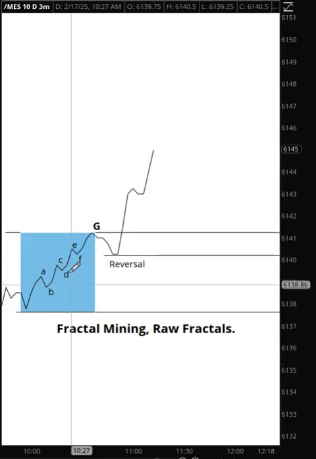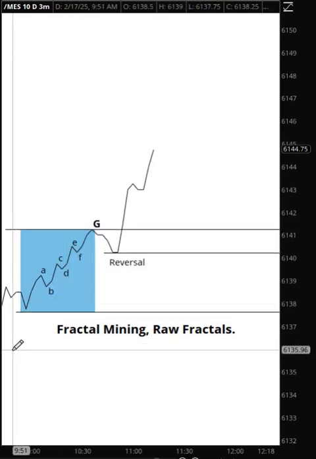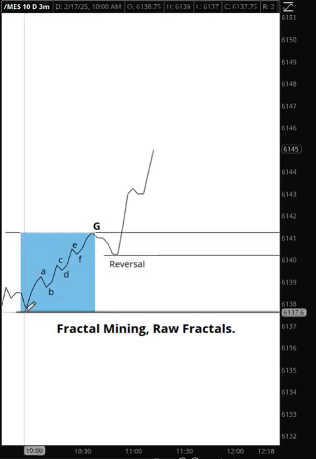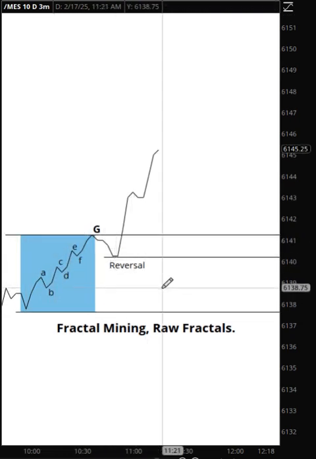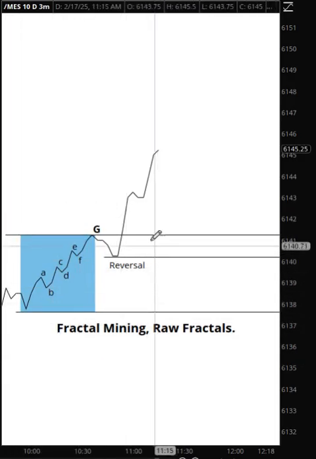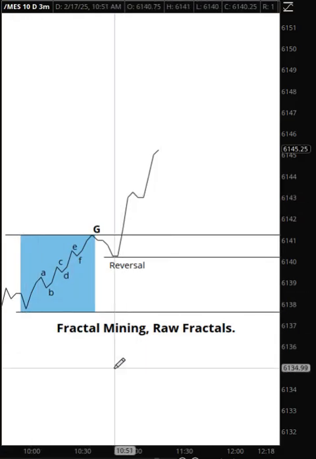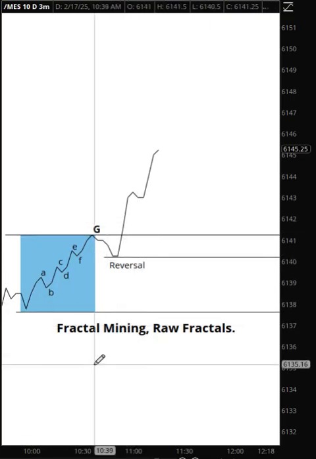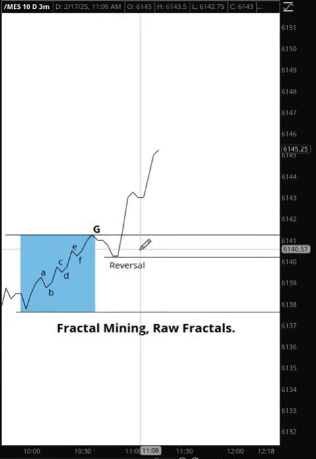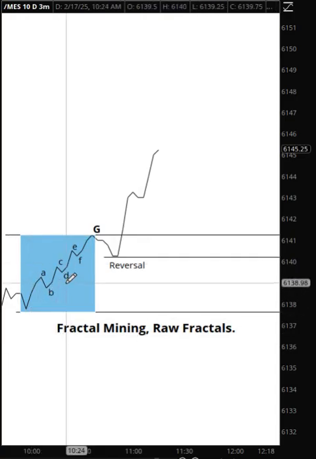A, B, C, D, E, F, G. I told one of my students what you can do when I draw the fractals here. Put them in a notebook, okay, and that would be your Bible, and you look at the picture, and there's a lot of pictures. I count about maybe 45 or 50. Elliott wave has 13 plus?